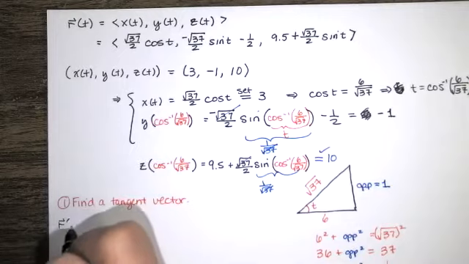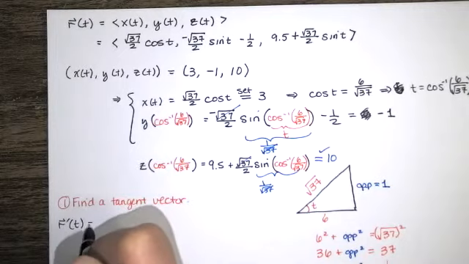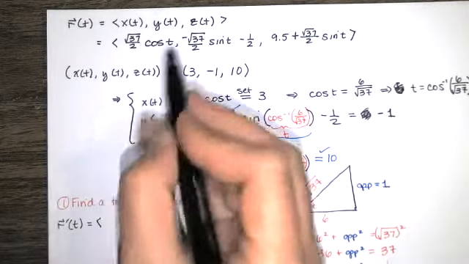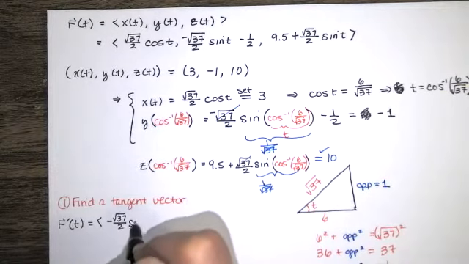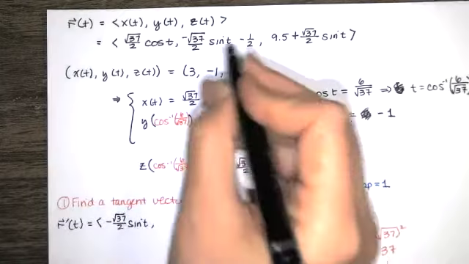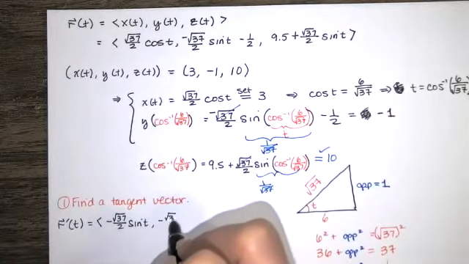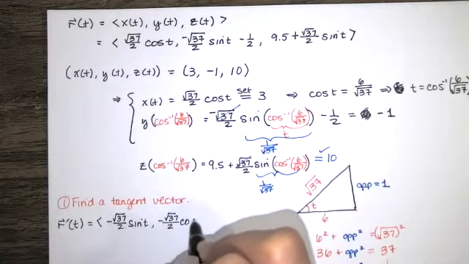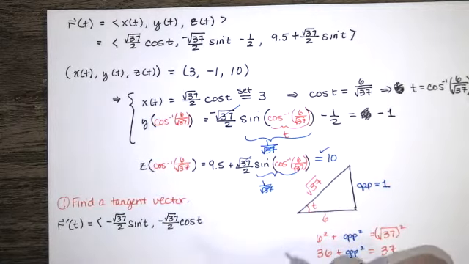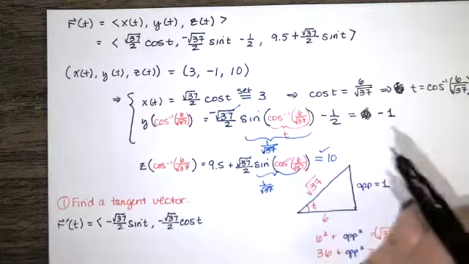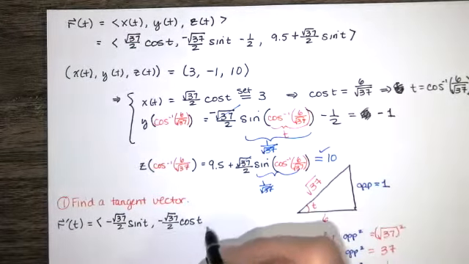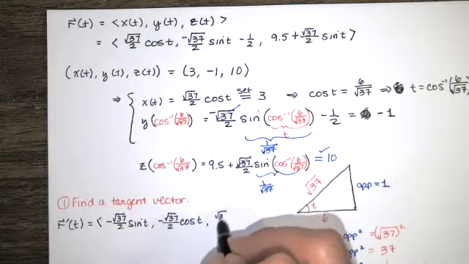So we're going to compute r prime. Derivative of cosine is -sine. Derivative of sine is cosine. And then, of course, the derivative of that constant is 0, and the derivative of that constant is 0, and the derivative of sine is cosine again.